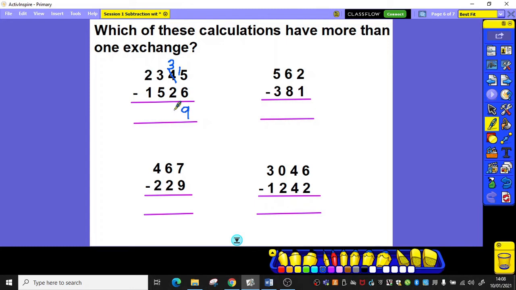3 subtract 2 is 1. 3 subtract 5, I can't do. I can't take 5 away from my 3. So I'm going to need to borrow 1,000. That's going to become 1,000, carry my 1,000 across. Effectively now I've got 13 hundreds. So in other words, 1,300.